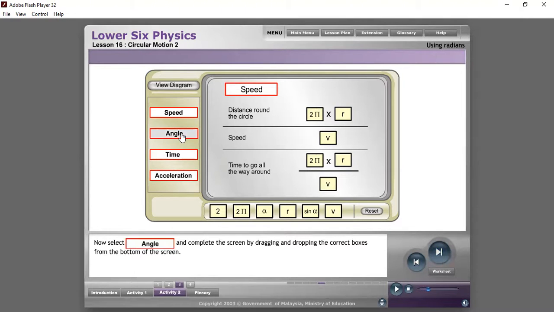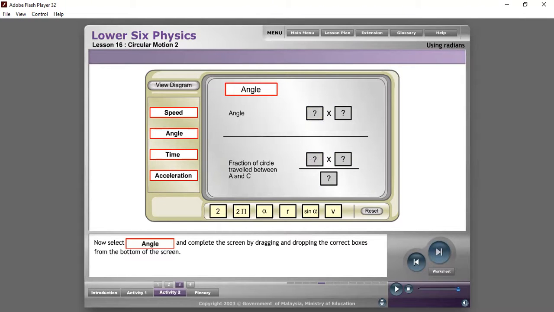Now select the Angle button and complete the screen by dragging and dropping the correct boxes from the bottom of the screen. Okay, how about the angle? For the angle just now, from V1 to V2, there is 2 alpha, the angle. So the fraction of the circle traveled between A and C, the angle will be 2 alpha. So that means the total is equal to 2 pi.